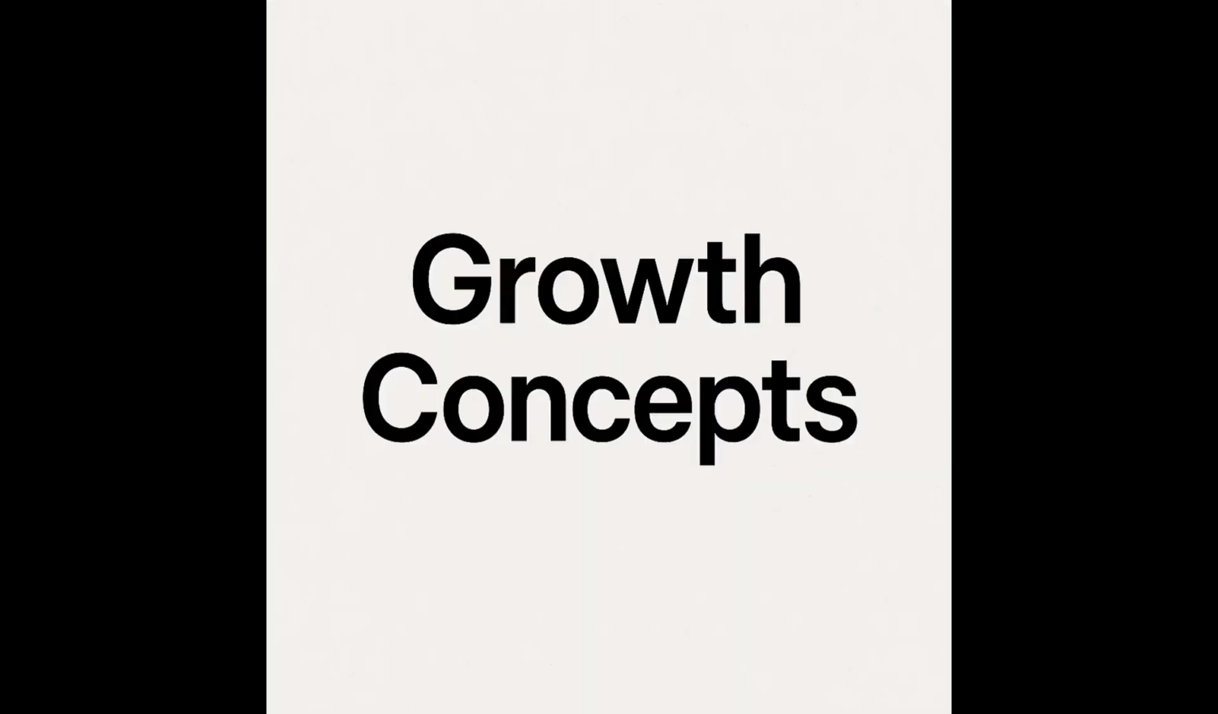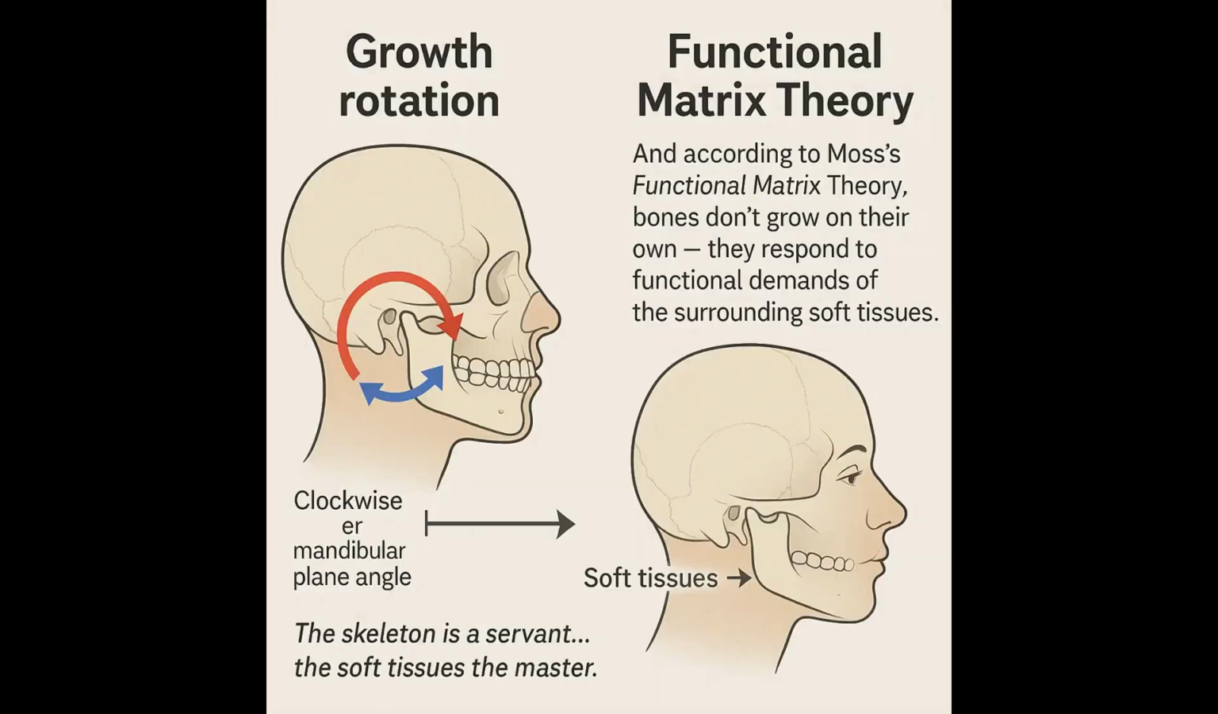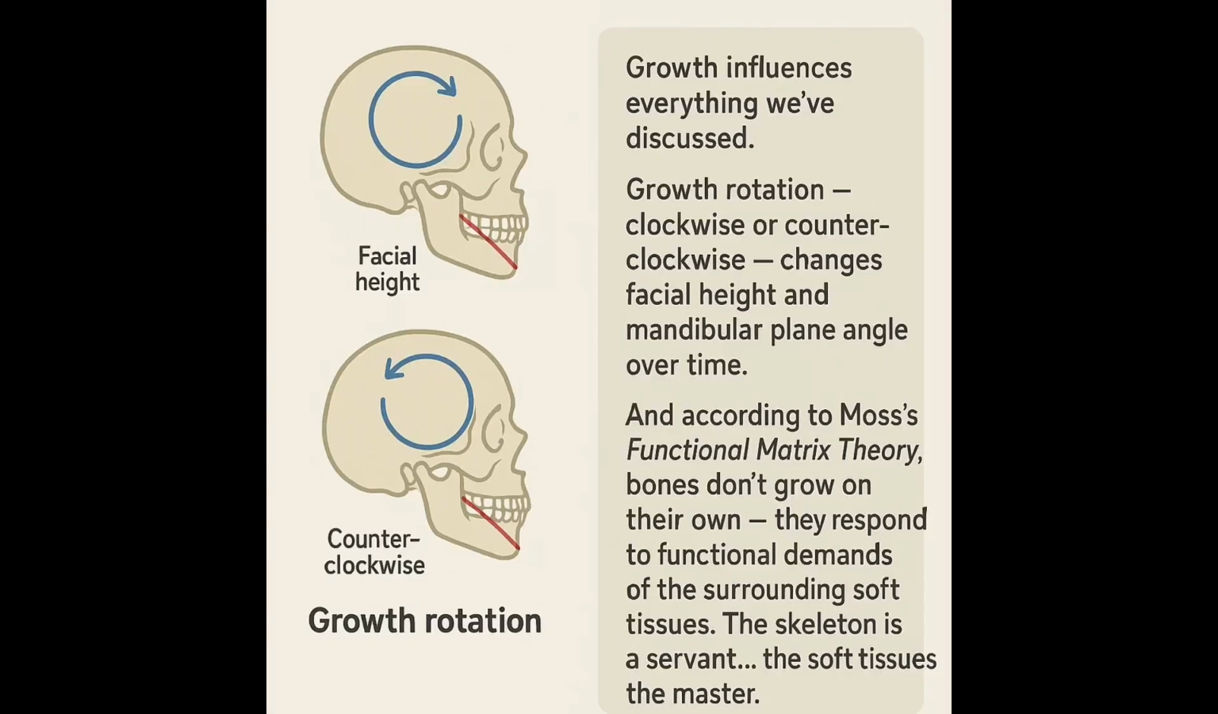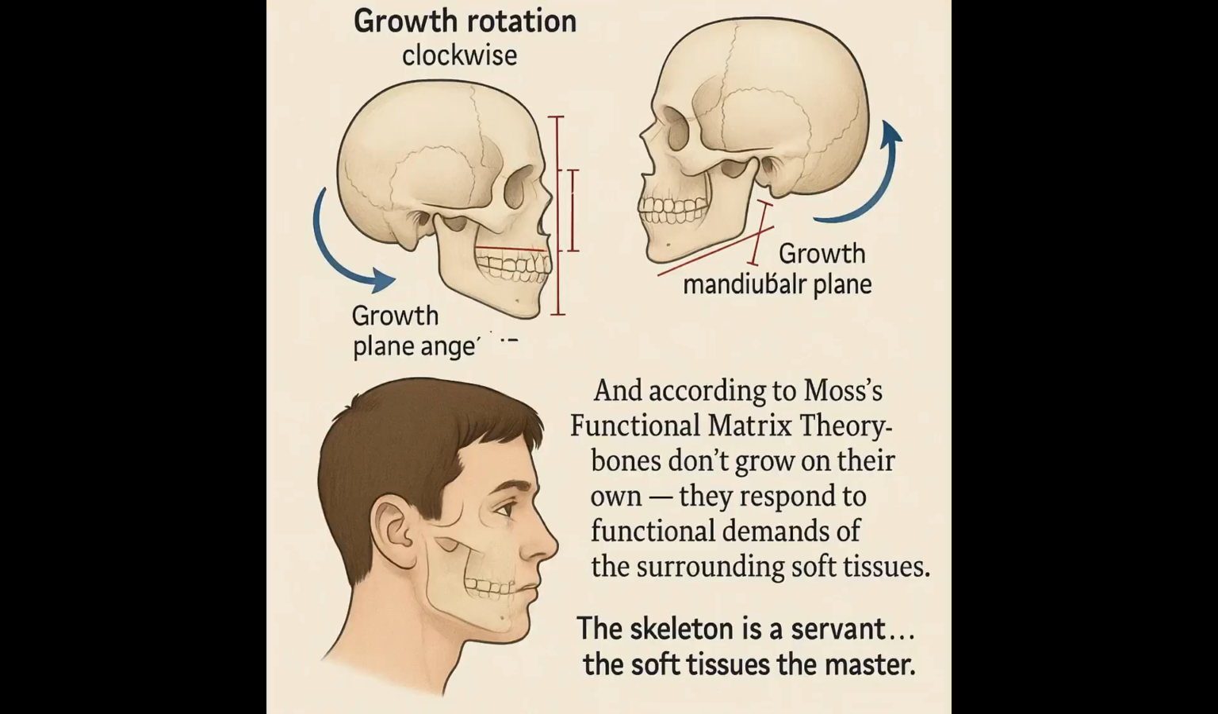Growth concepts. Growth influences everything we've discussed. Growth rotation, clockwise or counterclockwise, changes facial height and mandibular plane angle over time. And according to Moss's functional matrix theory, bones don't grow on their own. They respond to functional demands of the surrounding soft tissues. The skeleton is a servant, the soft tissues the master.